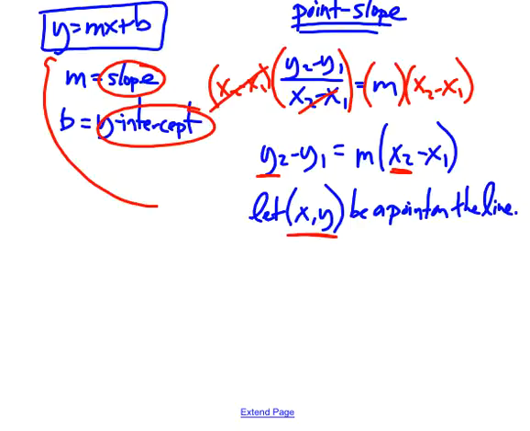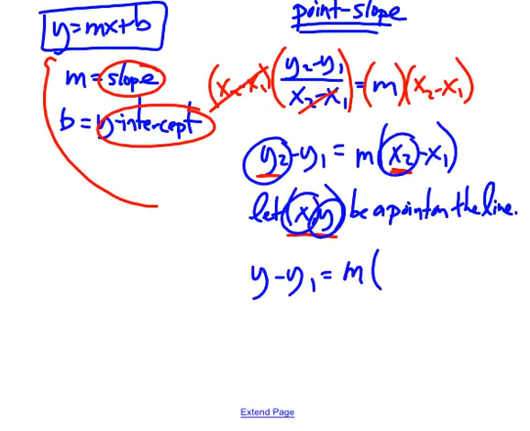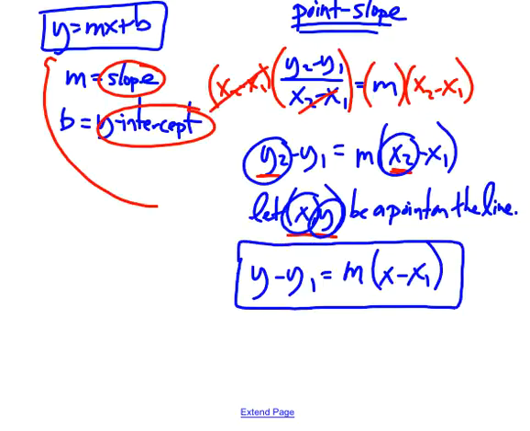So when we make that substitution, what that gives us is y minus y1 is equal to the slope. And again, instead of this, we're going to put x minus x1. All right, and that is our formula for point-slope form. Okay.